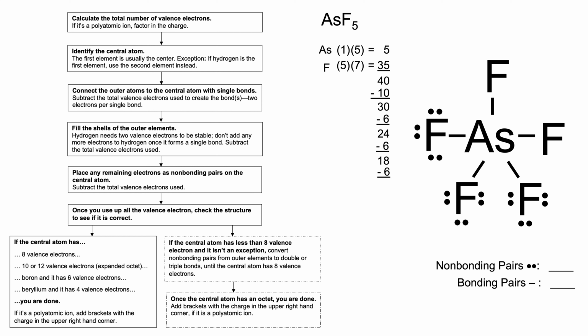And what I'm eventually going to see once I fill that last shell is that I have 0 electrons left over. When I check that central atom, there's 10 valence electrons. It's not following the octet rule, it's an expanded octet. There's 15 non-bonding pairs, 5 bonding pairs. 15 plus 5 gives me a total of 20, times 2 gives me 40. That's how many valence electrons I wanted in the Lewis structure.